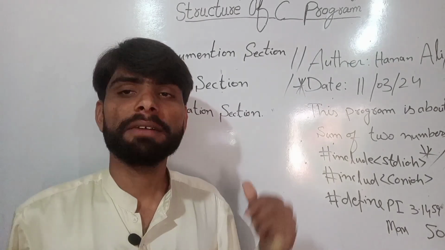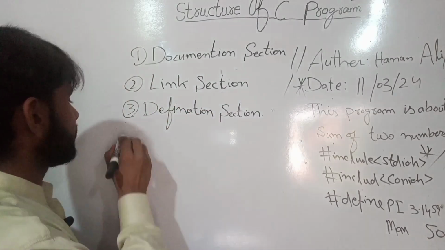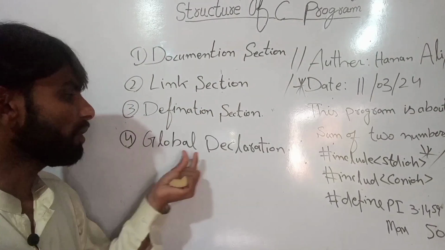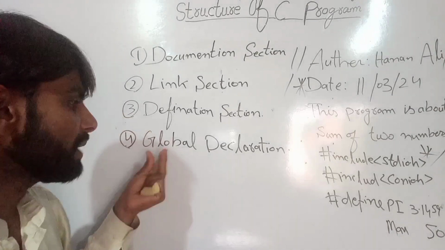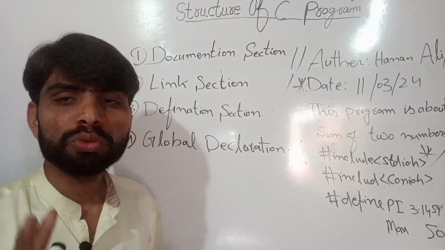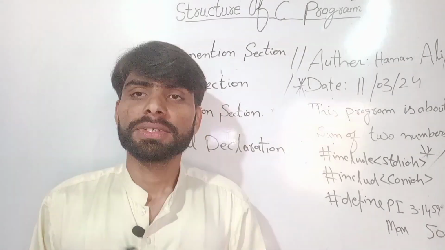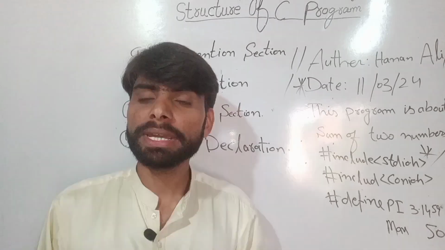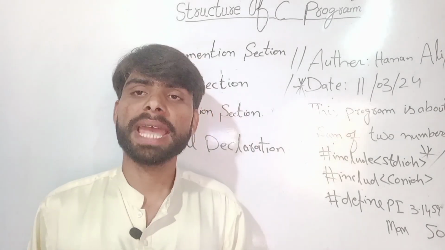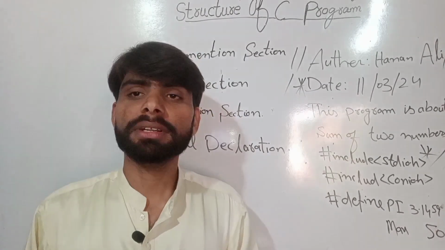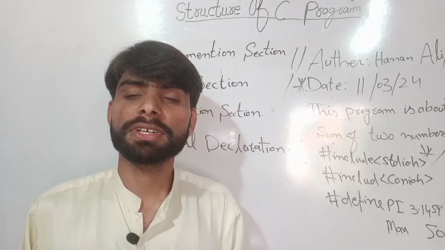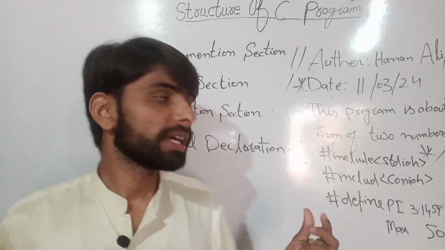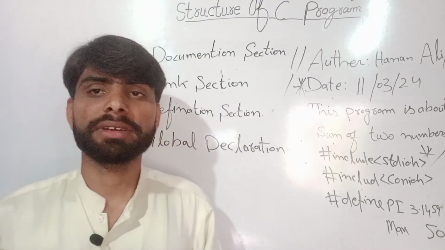The next section in our program is the global declaration. What is the global declaration? We use variables in our program, and we use two types of variable. The first is the global declaration. A global declaration variable we can use in our main function, user defined functions, anywhere. That variable we write in the global declaration.